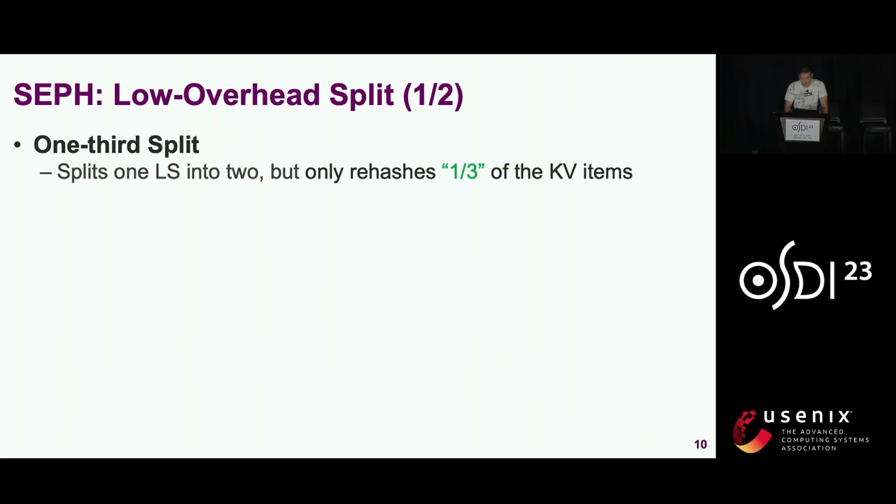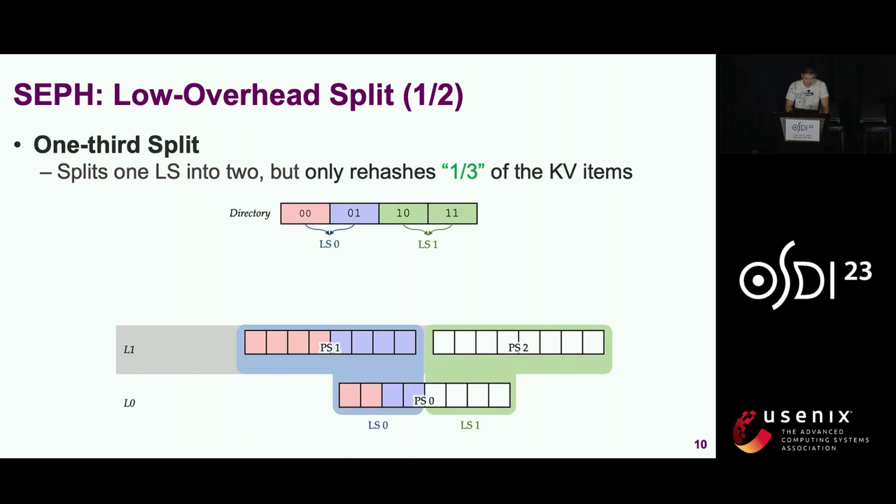To suppress the performance unpredictability caused by the high overhead of segment split, we propose two low overhead split algorithms. The first one is named 1/3 split, because it splits a level segment into two, but only rehashes 1/3 of the KV items. For example, we are going to split LS0 here.